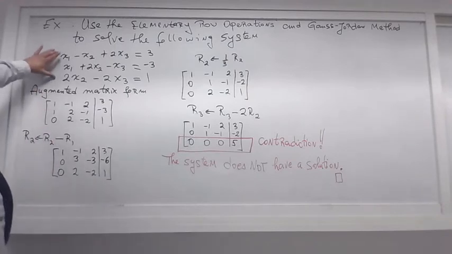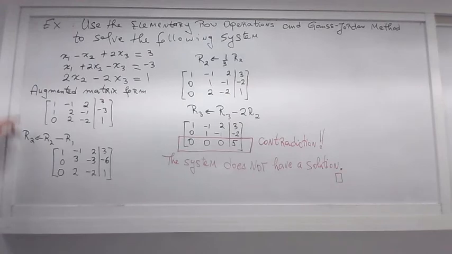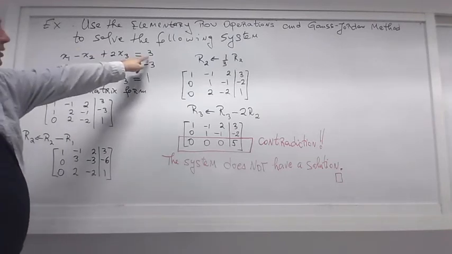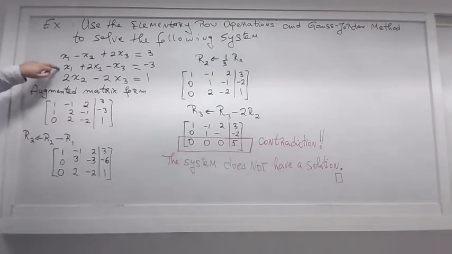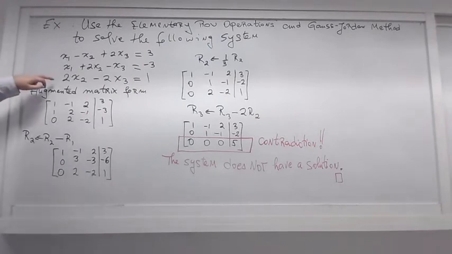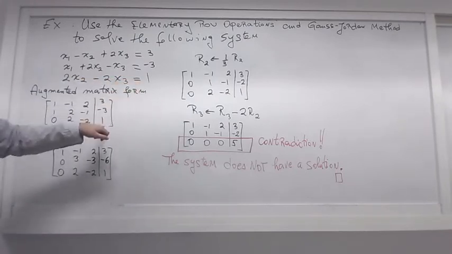So I have the following linear system. It has three equations with three unknowns. I write the augmented matrix for it. For the first equation, the coefficients are 1, -1, 2, and on the other side is 3. So 1, -1, 2, 3. The second equation, 1, 2, -1, on the other side, -3. The last equation, there is 0 in front of x1, be careful. So it's 0x1, 2x2 minus 2x3. The other side is 1, cool.